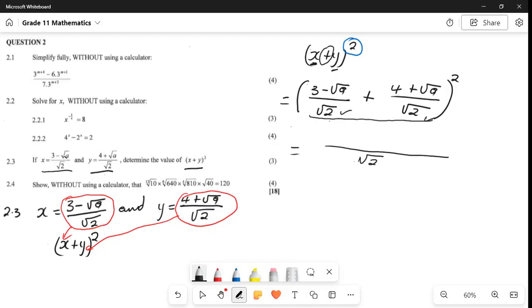2 divided by 2, square root of 2 divided by square root of 2 is 1. 1 times 3 is 3. 1 times minus square root of a is minus square root of a. Plus square root of 2 divided by square root of 2 is 1. 1 times 4 is 4. 1 times square root of a is positive square root of a.